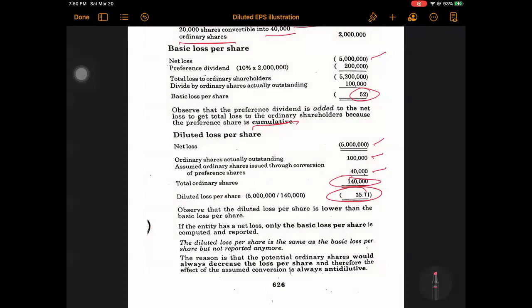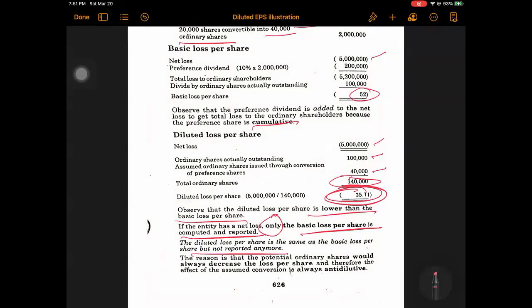So, as you can see here, observe that the diluted loss per share is lower than the basic loss per share. If the entity has a net loss only, the basic loss per share is computed and reported, because the diluted loss per share is the same as the basic loss per share but not reported anymore. Again, if there is diluted, it should be higher compared to the basic loss per share. But in this problem, it decreased, 37.71. Actually, it is lower compared to your basic loss per share.